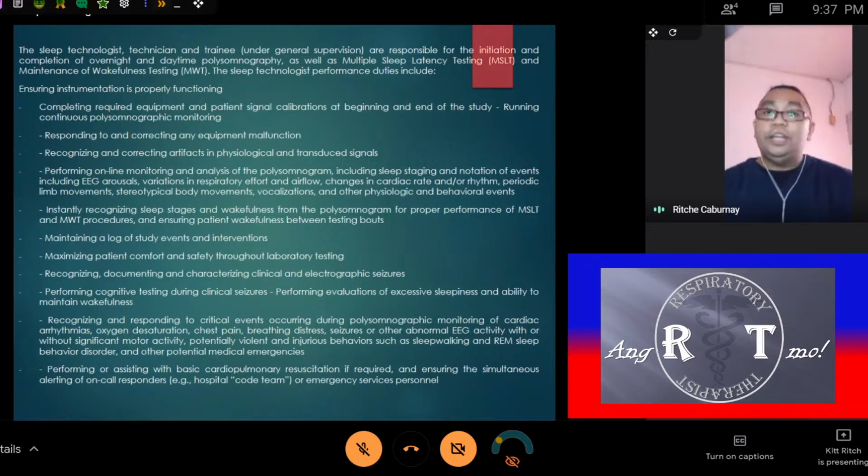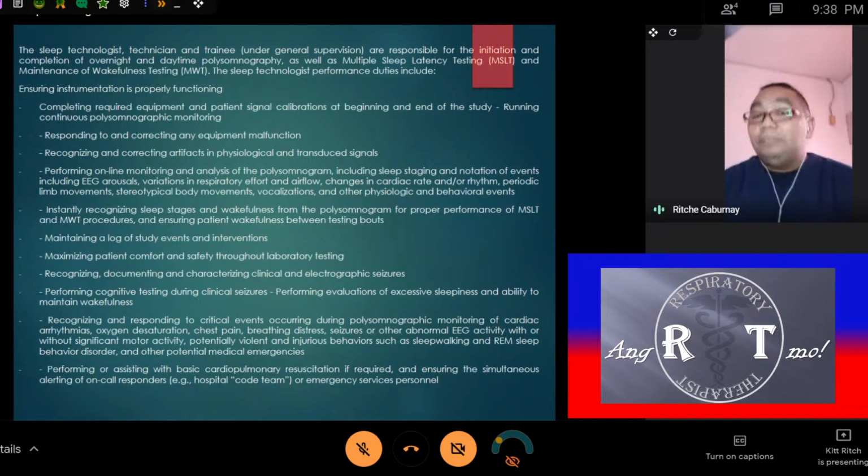variations in respiratory effort and airflow, changes in cardiac rate and rhythm, periodic limb movements, stereotypical body movements, vocalizations, and other physiologic and behavioral events. You need to, of course, maintain a log of study events and interventions, meaning you need to document whatever is happening in the patient while they're sleeping. If they're changing, or if you observe night terrors, or if you observe that the patient is sleep talking, then you're going to document that in the sleep study itself.